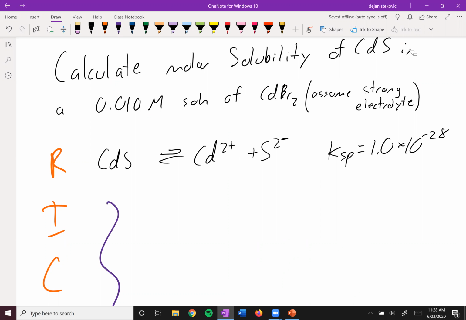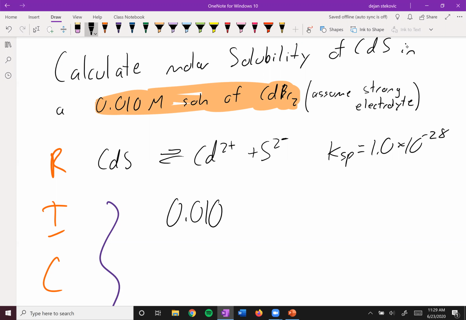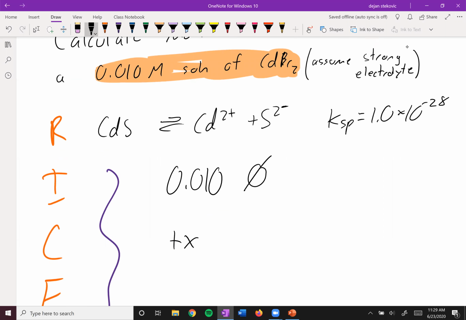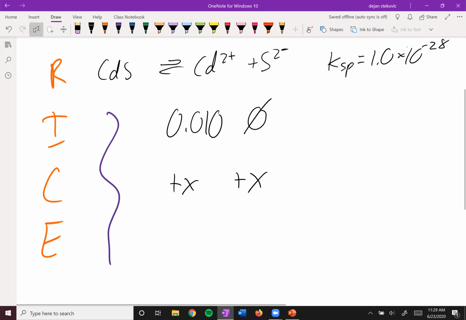if we think about what the initial concentrations are, we already have some cadmium in solution, right? We have 0.010 molar of cadmium bromide. For every 1 cadmium bromide, you're going to get 1 cadmium, so the initial concentration of cadmium is actually 0.010 molar. There's no source of sulfide, so its initial concentration is going to be 0. This will be plus X, this will be plus X, and then this will be 0.010 plus X, and this will just be X.